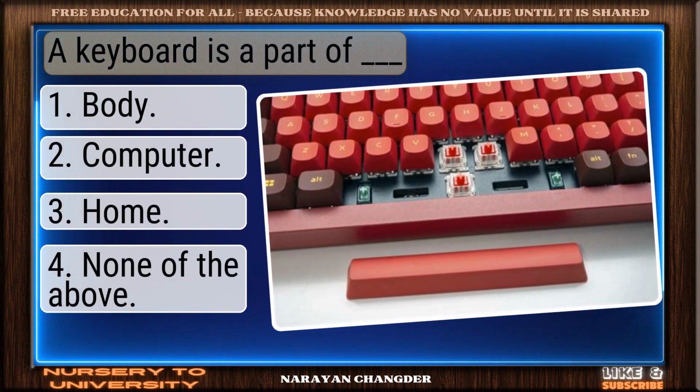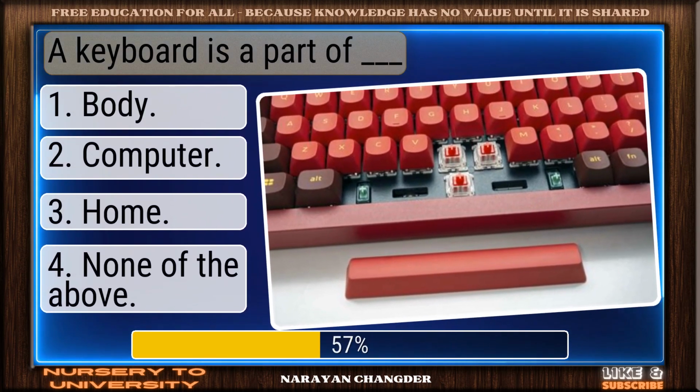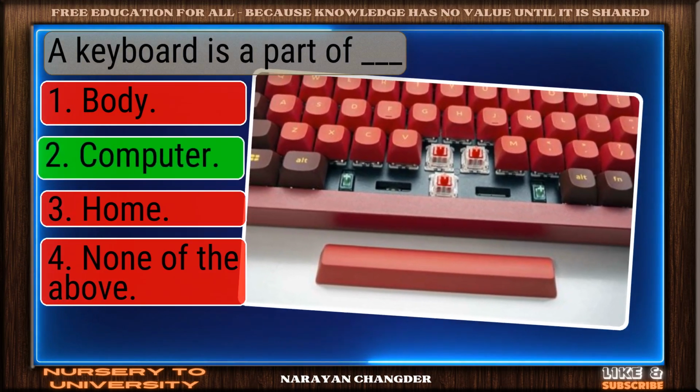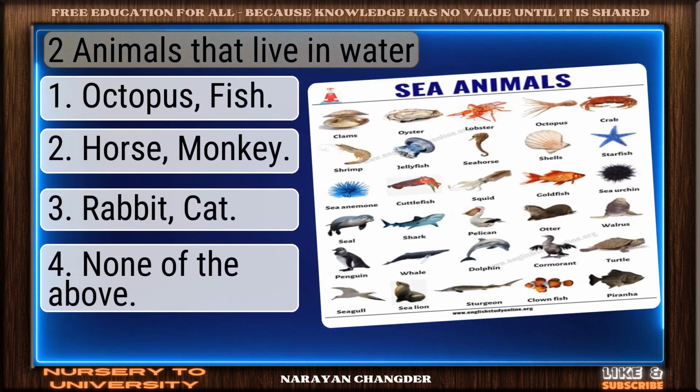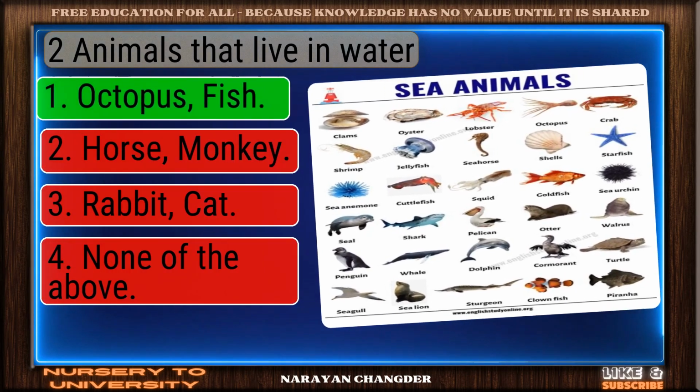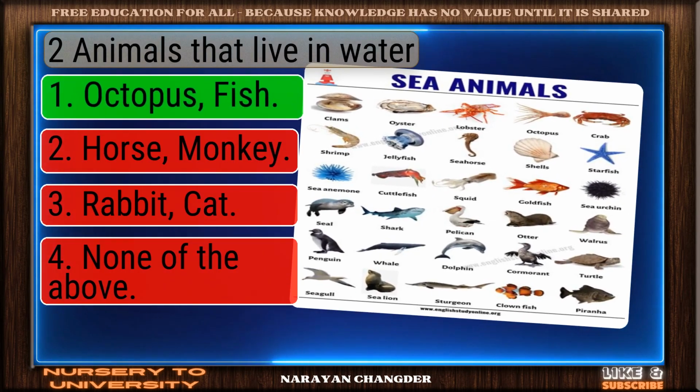A keyboard is a part of dash. Great job. Computer is the accurate answer. 2 animals that live in water. Excellent choice. Octopus, fish is the right answer.